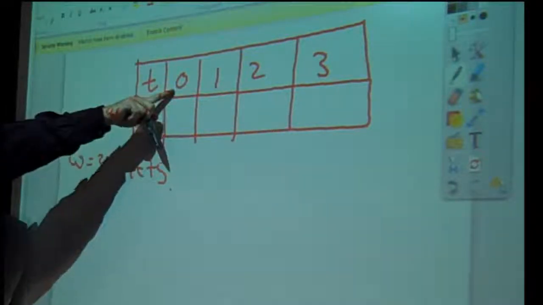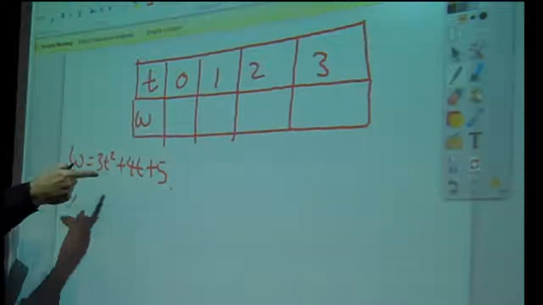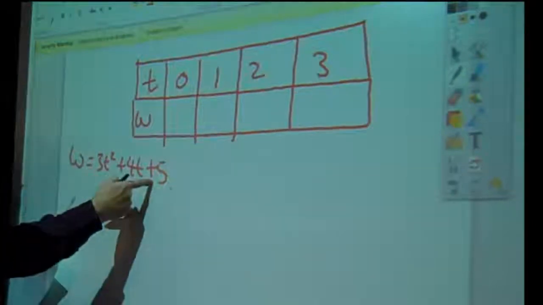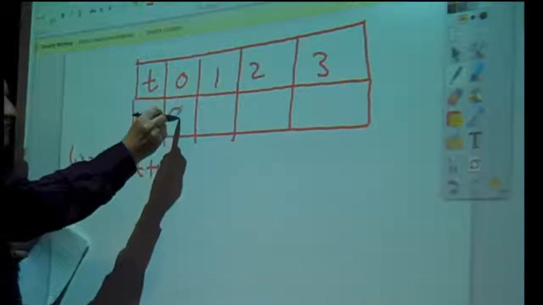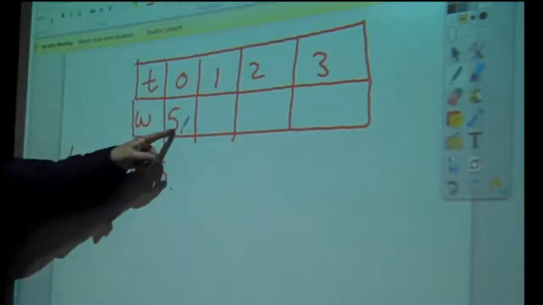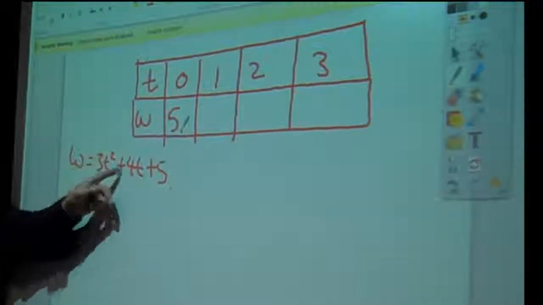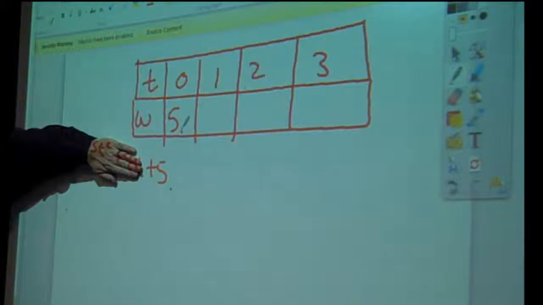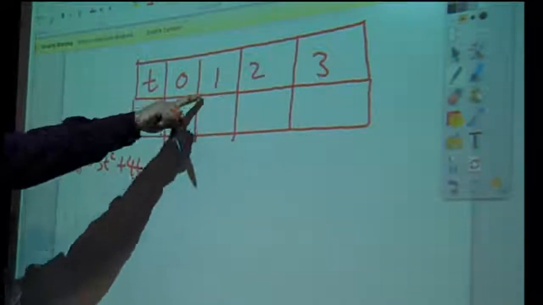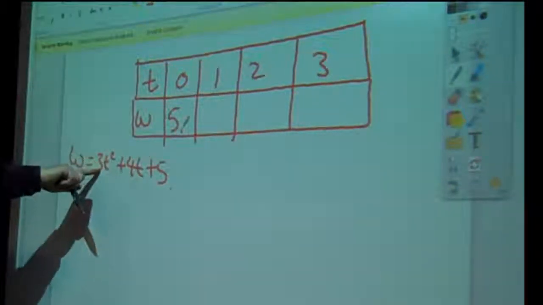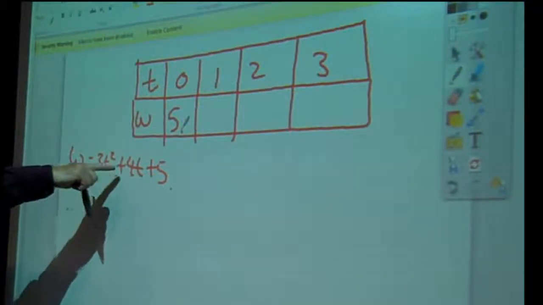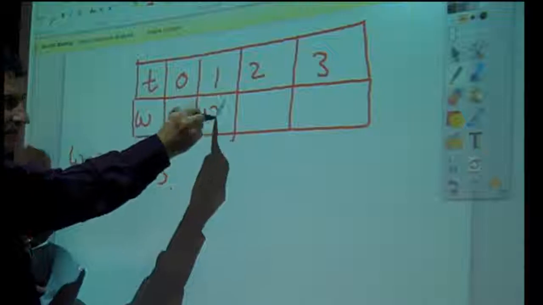Watch this. 0 there: 0 squared is 0, 3 times 0 is 0, 4 times 0 is 0, plus 5. So in fact there is a 5 there. I've seen students put 0 in there because they get carried away. That's 0, that's 0, oh, put 0 down. Be careful, the 5 stands alone. If you put the 1 here, 1 squared is 1, 1 times 3 is 3, plus 4 times 1 is 4, so that's 7, plus the 5, that would be 12.